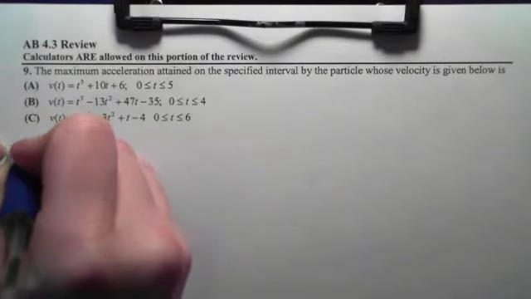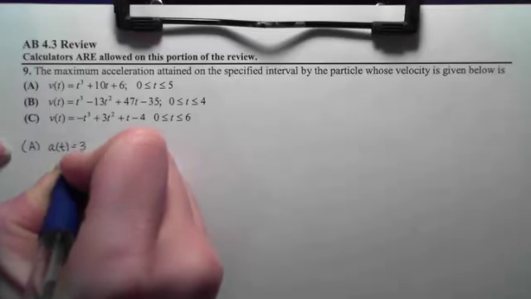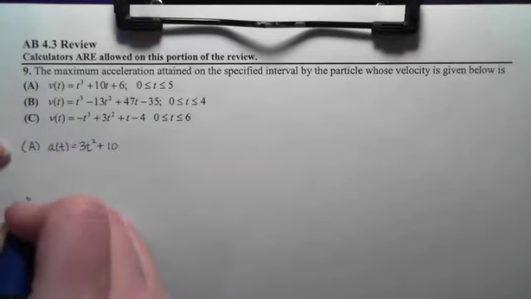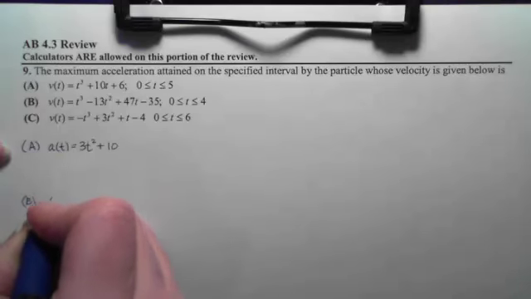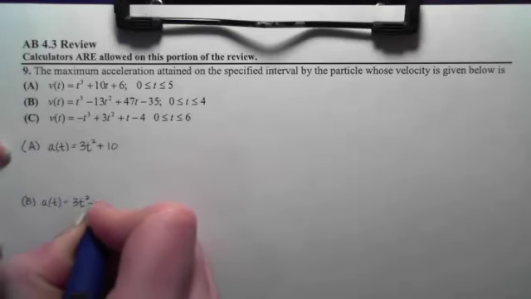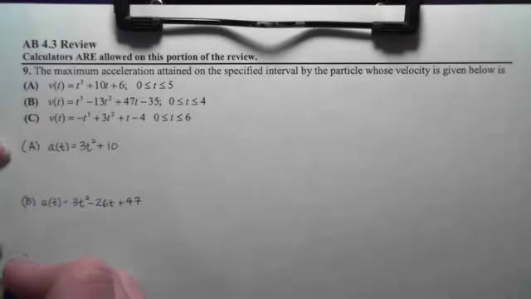So on part A, we can write that the acceleration will be 3t squared plus 10. For part B, we can write that the acceleration will be 3t squared minus 26t plus 47. And on part C, we can write the acceleration will be negative 3t squared plus 6t plus 1.